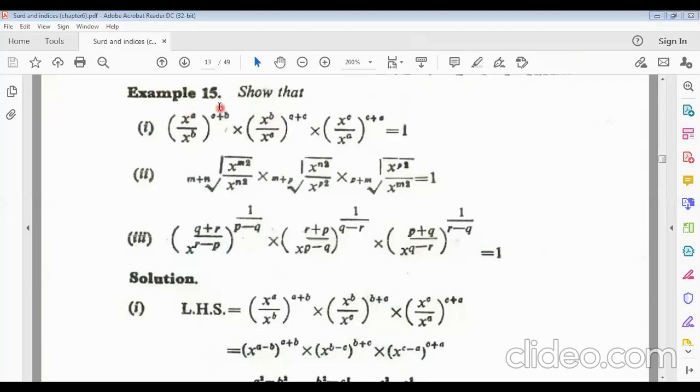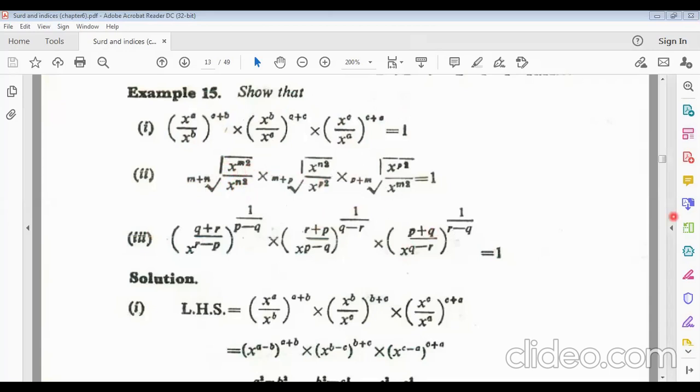Okay, now example 15: show that (x^a / x^b)^(a+b) × (x^b / x^c)^(b+c) × (x^c / x^a)^(c+a) = 1. And here, the (m+n)th root of x^(m²) / x^(n²), and so on.